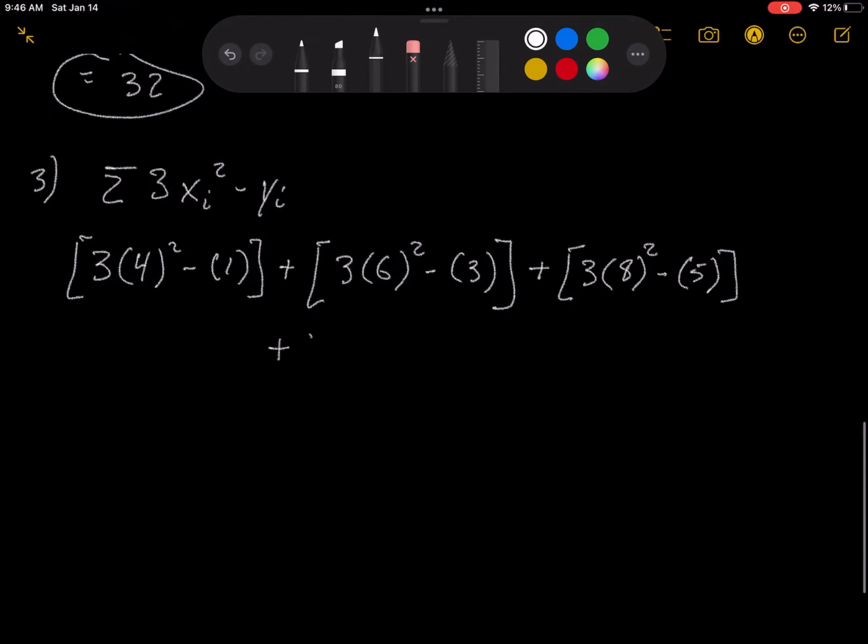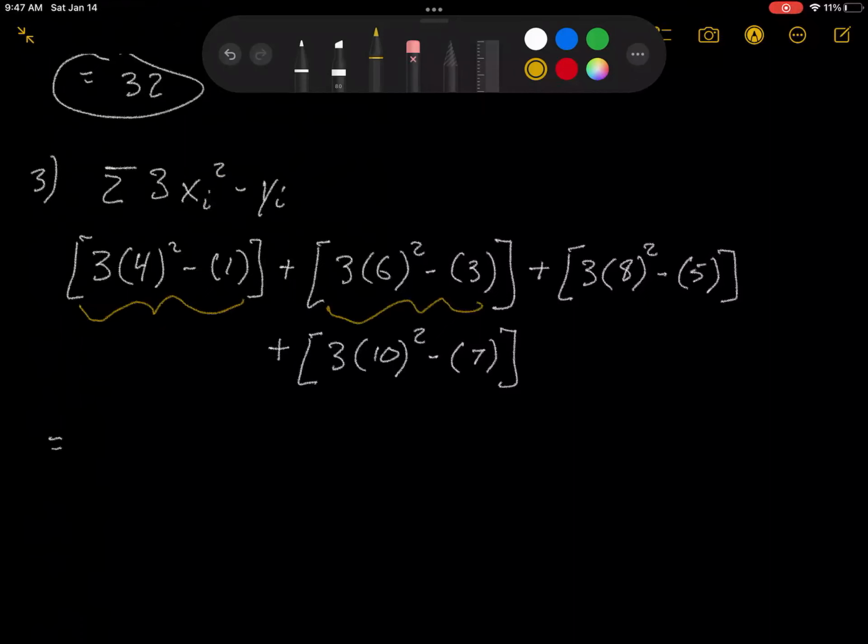The last term in the sum is 3 times the fourth x value squared, minus the fourth y value. All right, so again, notice that order of operations. You first figure out what you're adding, and then you add them all up.